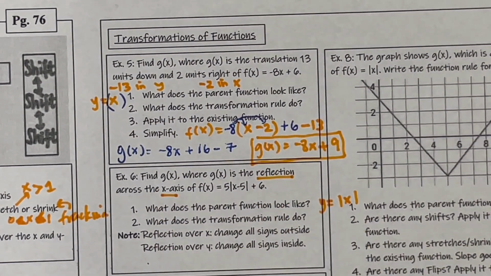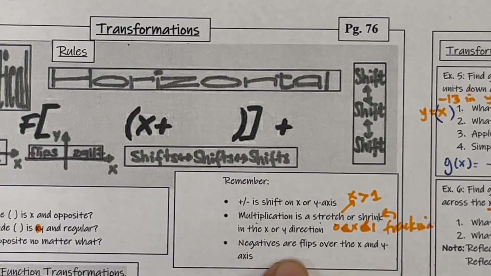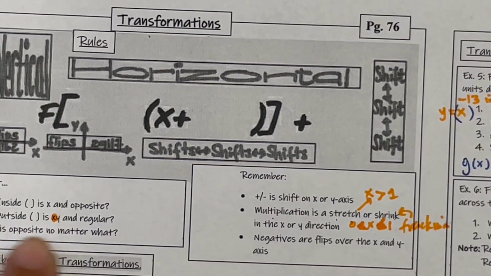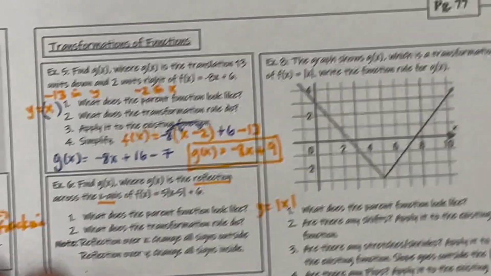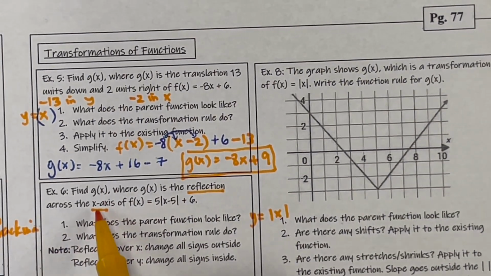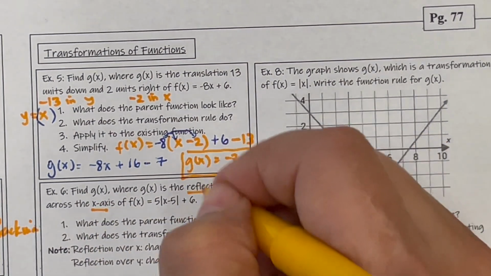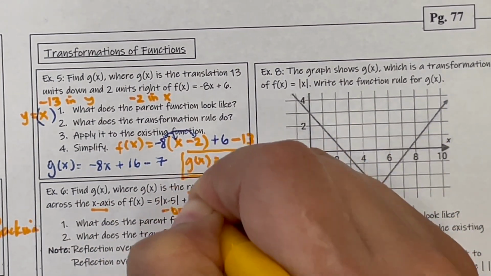So let's remember what it does. Reflections are negatives, right? Reflections are same as flips. So negatives over the x and y axis. And remember, negatives are opposite no matter where they are. That means if you're looking for x, you would think this would be inside, but it's opposite. So it's really going to be y. So it's going to be outside. So this is going to be a negative on outside.